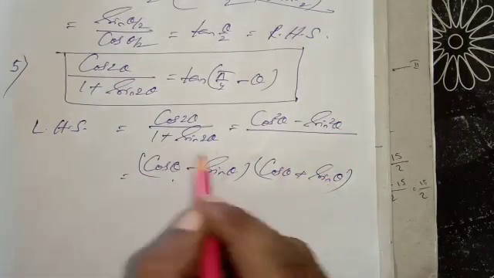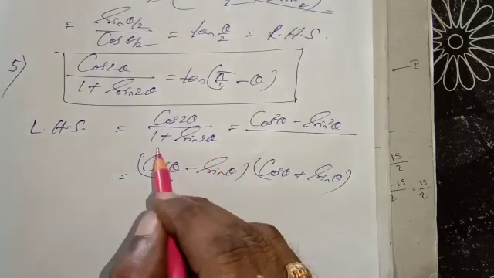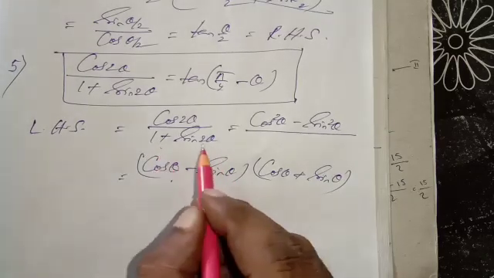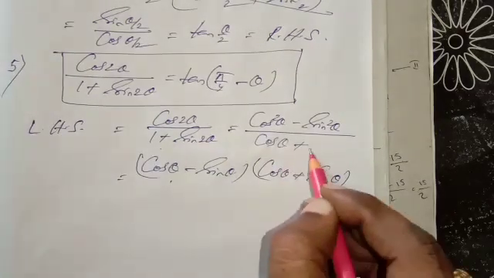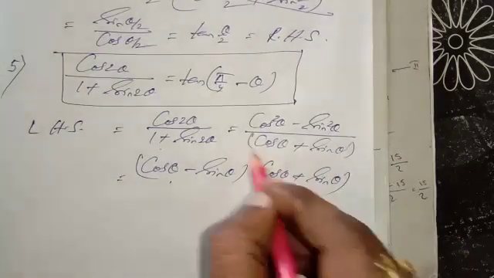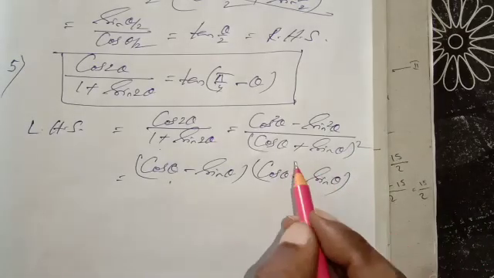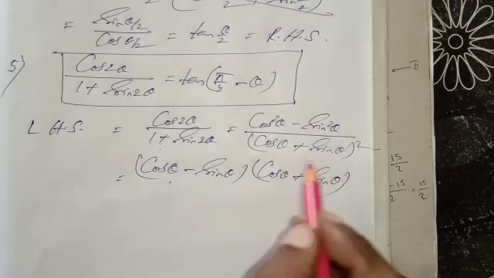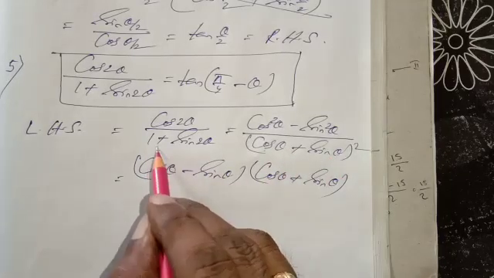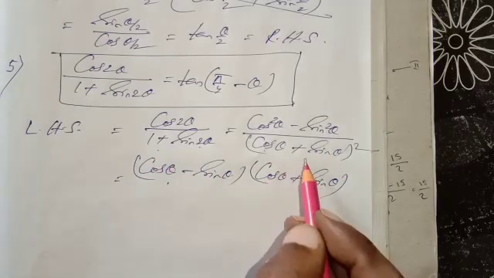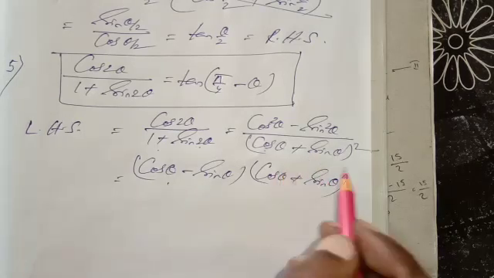I have written here. And 1 plus sin 2 theta. 1 means what? Sin square theta plus cos square theta. And this is 2 sin theta cos theta. This is nothing but cos theta plus sin theta whole square. Cos theta plus sin theta whole square means what? Cos square plus sin square, that is 1, and 2 sin theta cos theta, sin 2 theta. So 1 plus sin 2 theta you can write here as cos theta plus sin theta whole square.